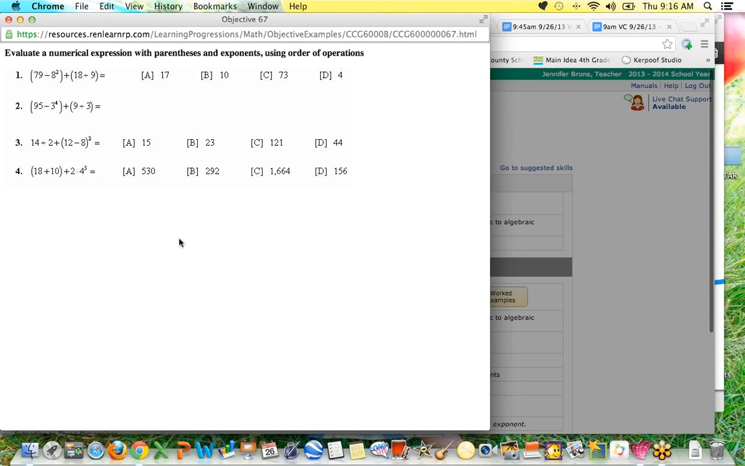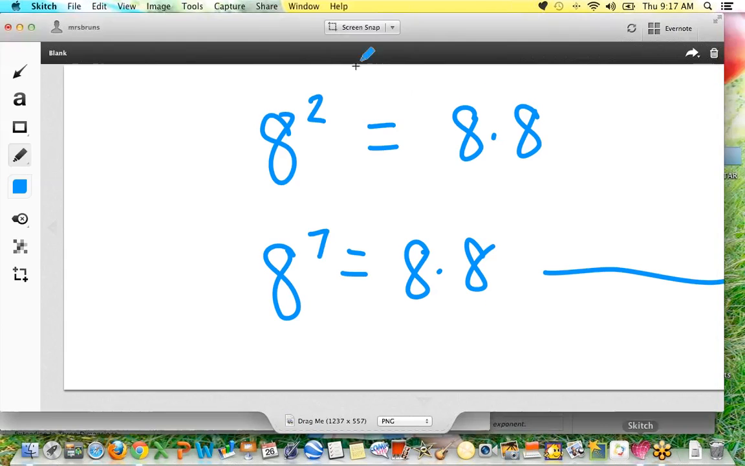All right, let's work with number 1. We have parentheses 79 minus 8 squared plus 18 divided by 9. And they give you some answer choices. So I'm going to go ahead and take a picture of this, and I'll do this first one with you.